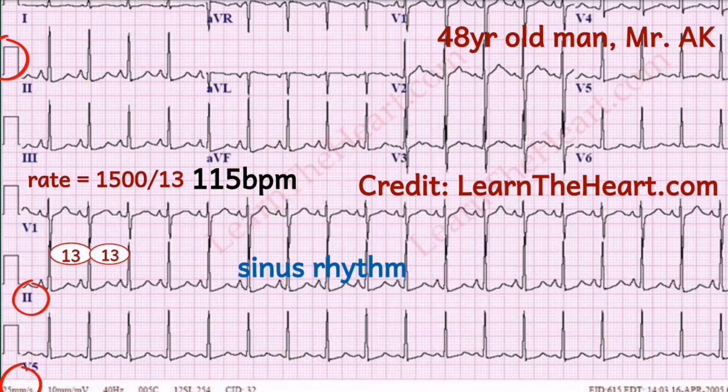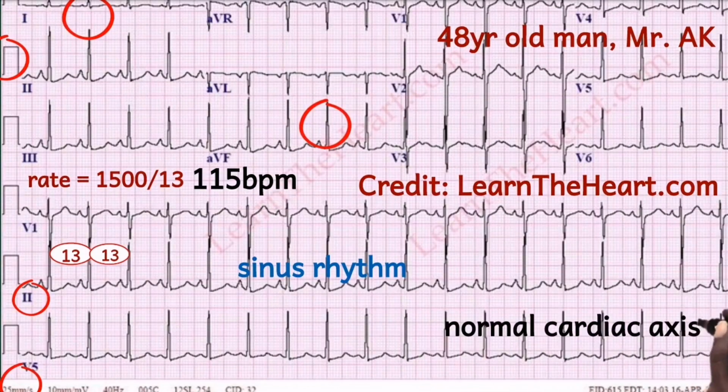From the rhythm, you move to the axis, and then using the quadrant method, which is the most straightforward, the QRS complex is positive in lead 1, meaning the depolarization wave is moving towards lead 1, and it's also positive in aVF, meaning the depolarization wave is moving towards aVF, and so it makes the axis normal. Please see our previous video if this is news to you, the calculation or the determination of the axis.